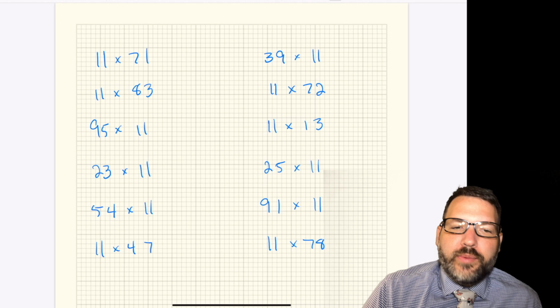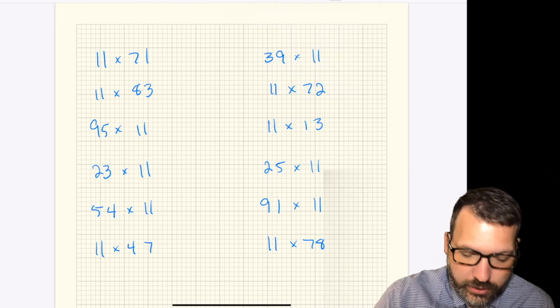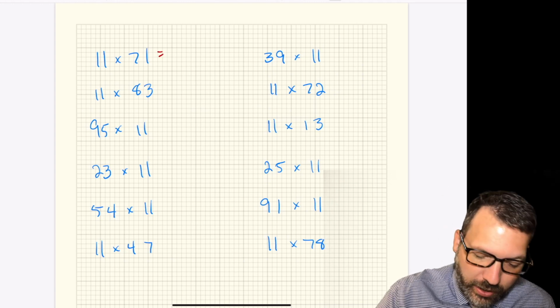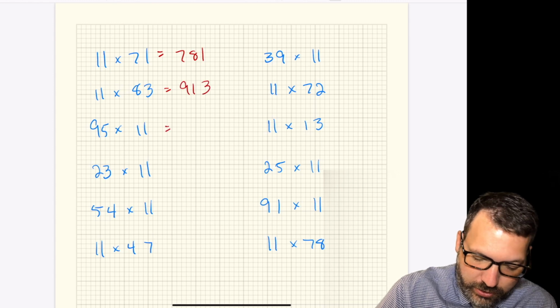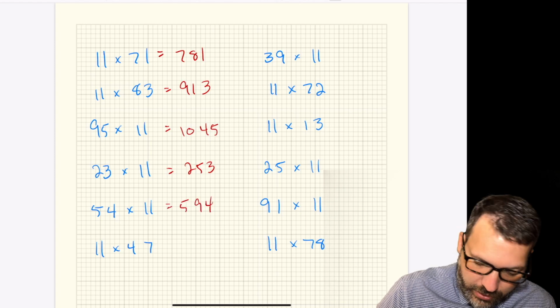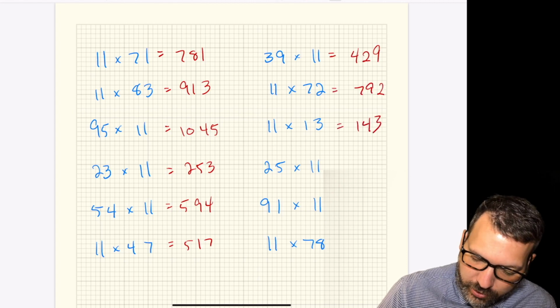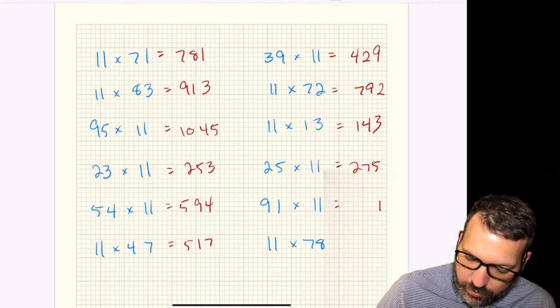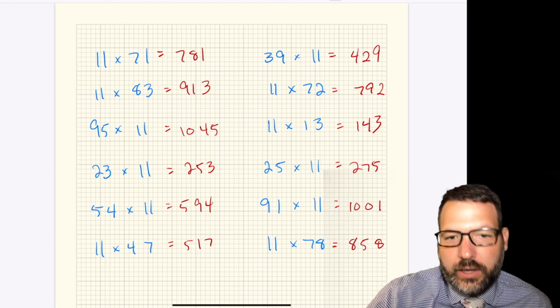I want to look at some distribution math tricks. So here's what we mean by a single distribution trick. Let's say I just wanted to quickly do this mentally, right? I'm not going to do this with a calculator. I'm going to say this is 781. This is 913. 1045. 253. 594. 517. 92. 429. 792. 143. 275. Oh my gosh. 1010. And finally 858. Okay.